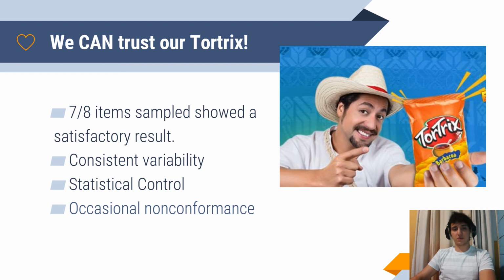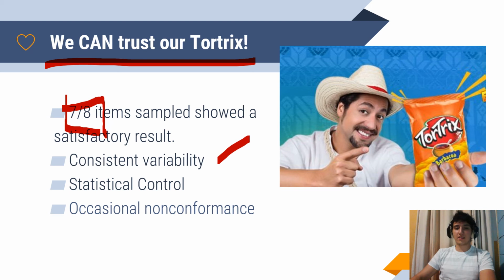So what we concluded with this is that we can trust our Tortrix, because 7 out of 8 items showed a satisfactory result. The variability was consistent, the statistical control was consistent, and we have some occasional non-conformance, which means like when you open your Tortrix and you say, hey, I got too little Tortrix in this bag. This is the occasional one, but it's pretty rare according to the results.